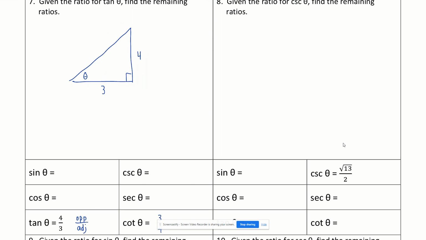So now all we got to do is find the hypotenuse. So I'm going to do 3 squared plus 4 squared equals the hypotenuse squared. You can type in your calculator 3 squared plus 4 squared. That's 9 plus 16, and you're going to get 25. And that equals x squared. So the last thing I'm going to do is take the square root of both sides, and the square root of 25 is 5. So my hypotenuse here is 5.